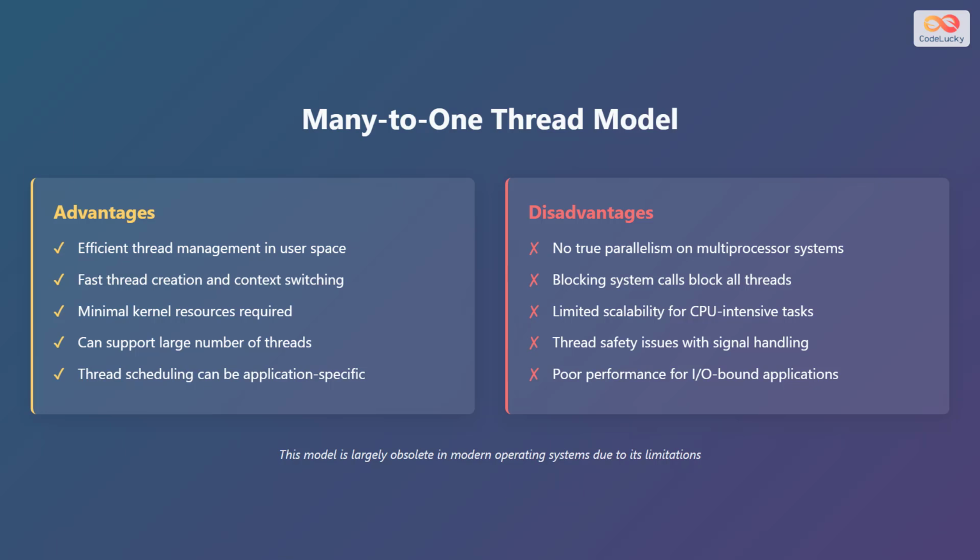However, the disadvantages are, it provides no true parallelism on multiprocessor systems, and blocking system calls block all threads. It also has limited scalability for CPU-intensive tasks, and potential thread safety issues with signal handling. This model also leads to poor performance for output-bound applications. Note that this model is largely obsolete in modern operating systems due to its limitations.